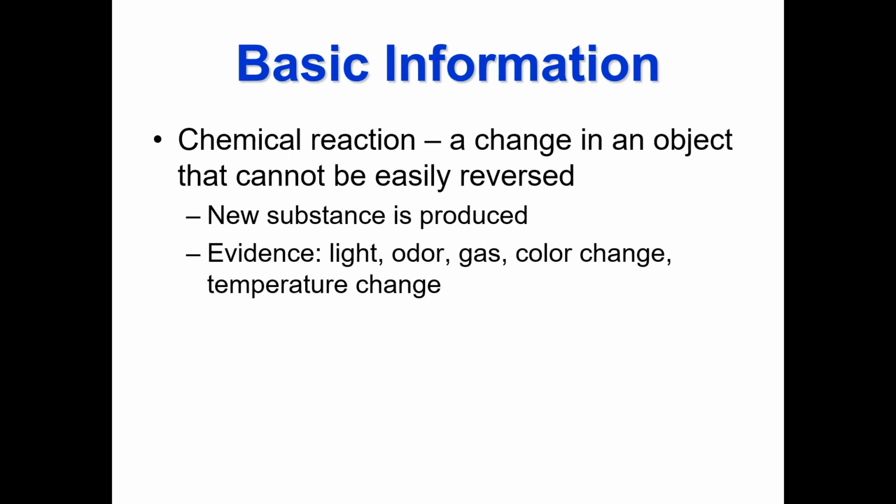One other evidence that's not on this slide is that if you have two clear substances and you mix them together and all of a sudden it turns cloudy, that means that you have formed a solid. And the fancy word we use in chemistry for solid production is called a precipitate. So if you see a precipitate formed, that means you have created a solid by that chemical reaction.